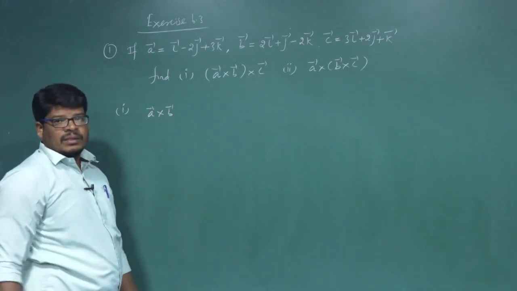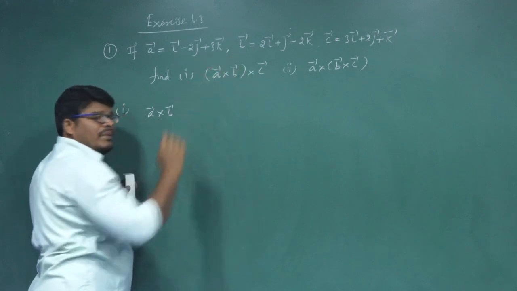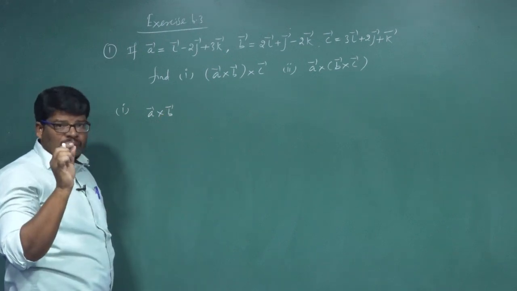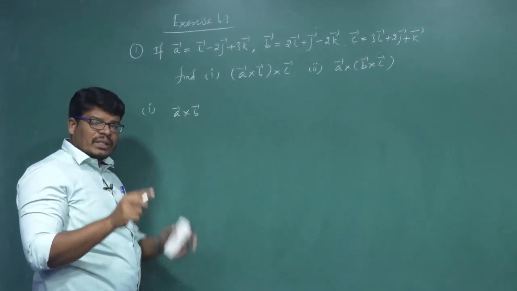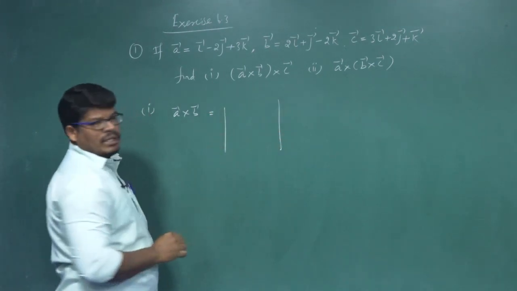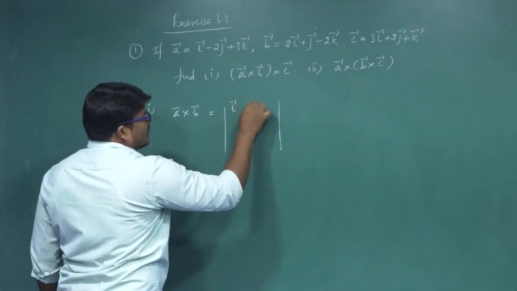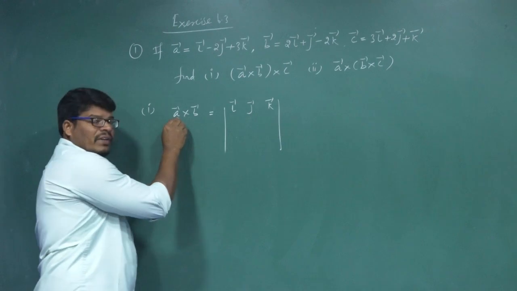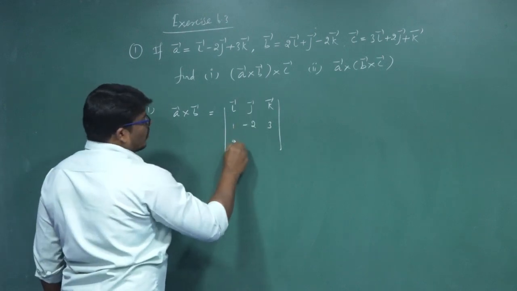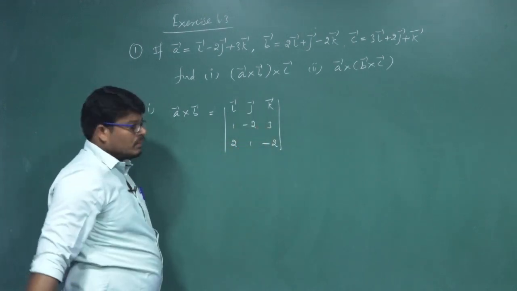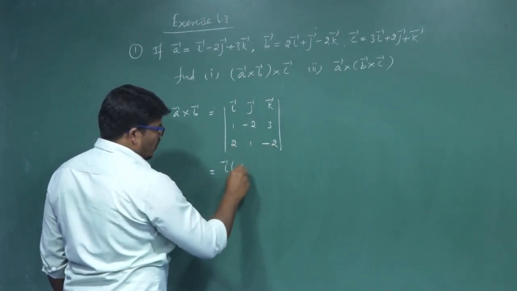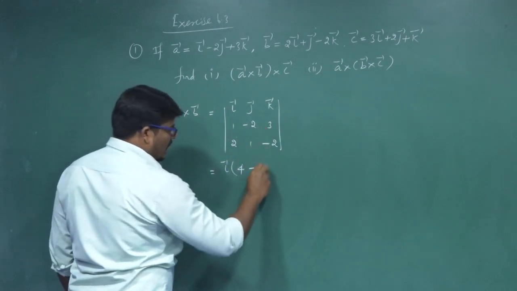First find A vector cross B vector, the bracket value. The vector product of two vectors is found using the determinant form: first write i vector, j vector, k vector, then the components of A, which are 1, minus 2, 3, and the components of B, which are 2, 1, minus 2. Expanding: i vector into minus 2 times 2 is minus 4, plus 2 times 2 is 4, next minus 1 times 3 is 3.